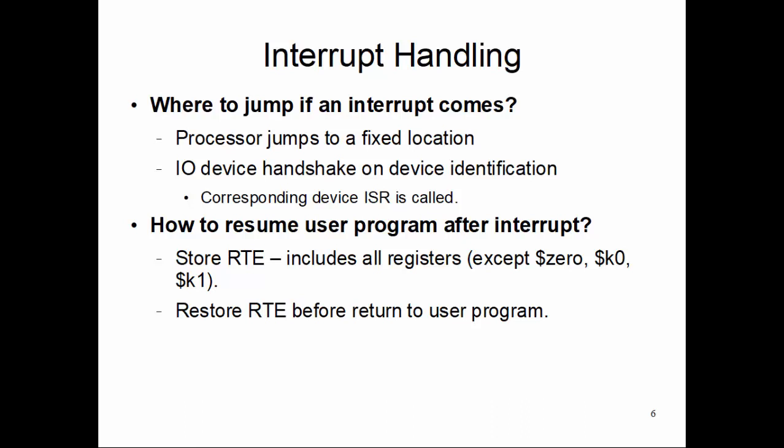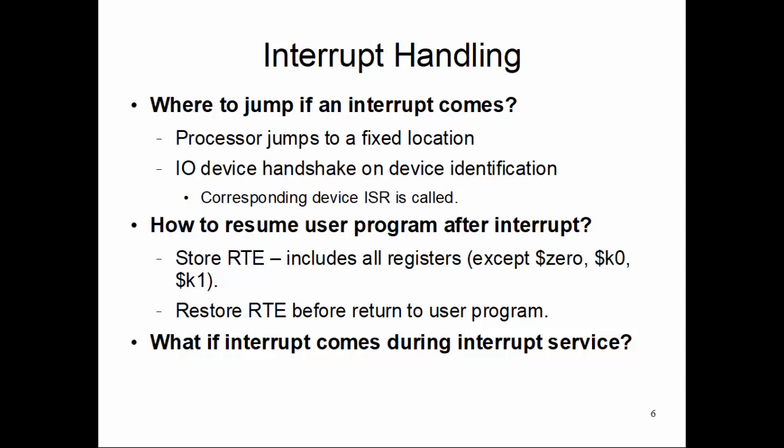And then when you are returning from the interrupt service routine, you basically restore the RTE before returning to the user program. So that's how you make it transparent to the user program, apart from the fact that the user program is halted for some time and then resumes its own process.